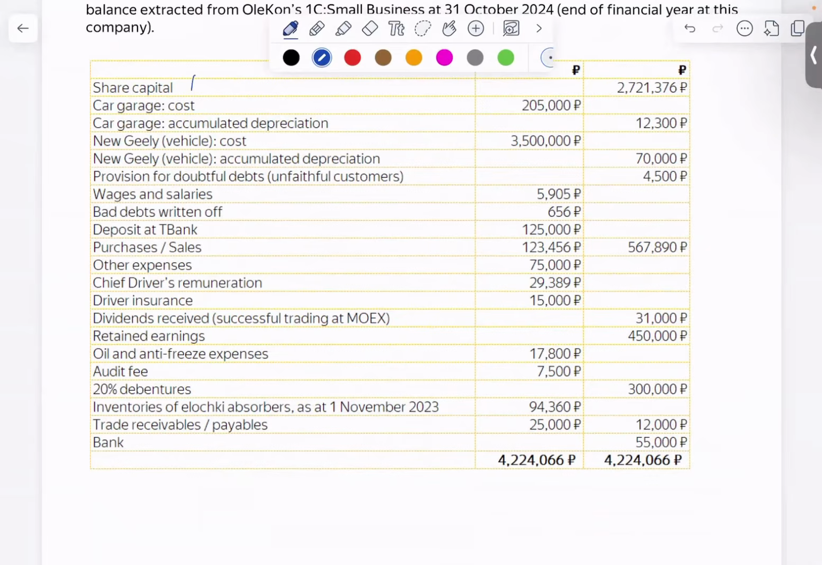So share capital goes to balance sheet equity section. Car garage accumulated depreciation goes to balance sheet assets.